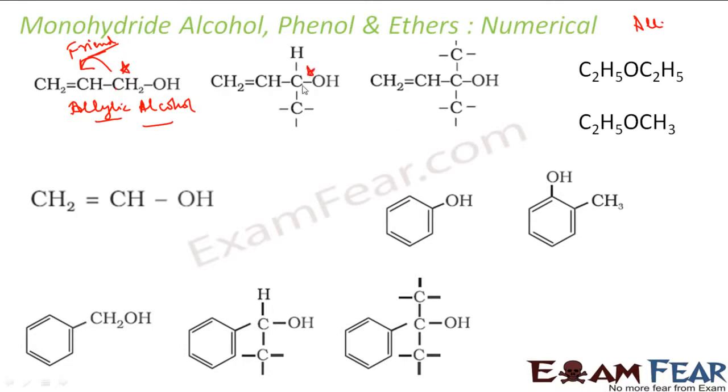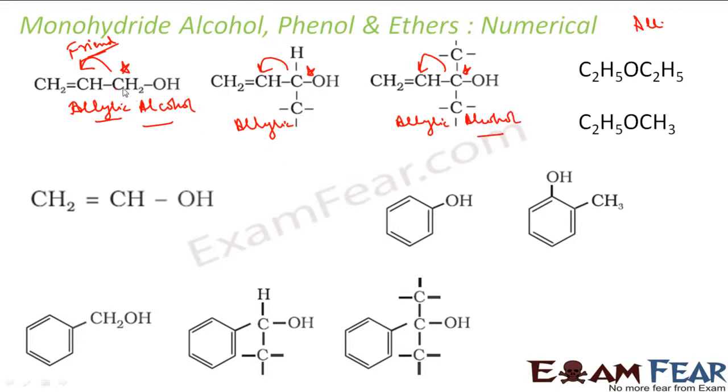Same thing here. This is my star carbon. Star carbon is not double bonded. Star carbon's friend is double bonded. So it is also allylic alcohol. So this and this here also, if you see, this is my star carbon because OH is attached to it. And star carbon is not double bonded, but star carbon's friend is double bonded. Friend is allyl. So it is also allylic alcohol.